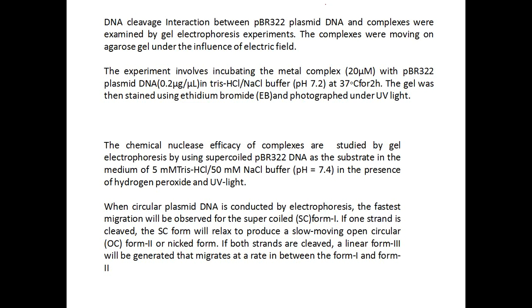DNA cleavage interactions between a plasmid DNA, such as pBR322, and the complex are analyzed using this particular technique. The electrophoresis experiment is done using an agarose gel, right? So the experiment involves incubating the metal complex being analyzed with this plasmid DNA in a suitable buffer at 37 degrees Celsius for around 2 hours.